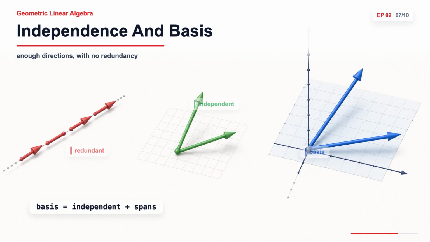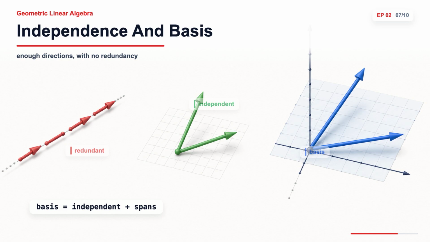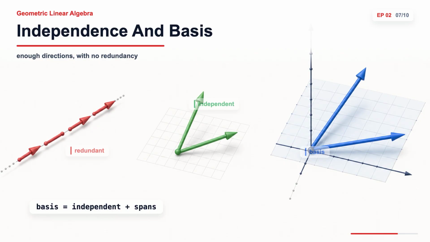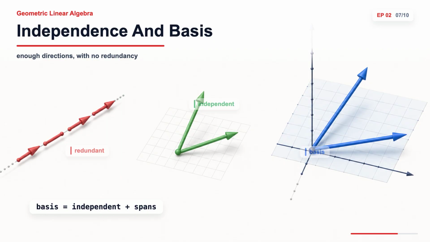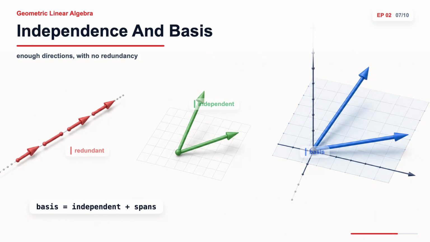Linear independence tells us whether a direction is genuinely new. If one vector can already be made from the others, it is redundant. It does not expand the set of places we can reach. In the plane, 2 arrows pointing along the same line are dependent, because they still only span that line. 2 non-parallel arrows are independent, because neither one can be built from the other. A basis is a set of vectors that is both independent and large enough to span the space. For the plane, a basis needs exactly two independent directions. For ordinary three-dimensional space, it needs three.